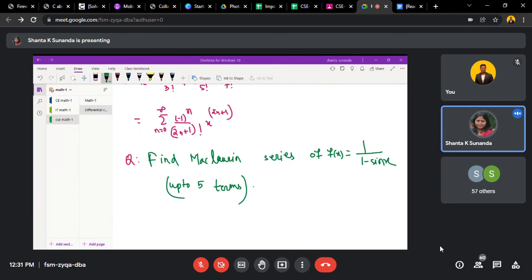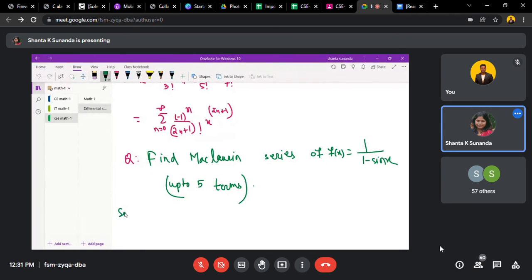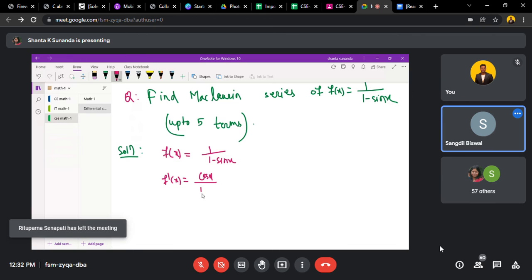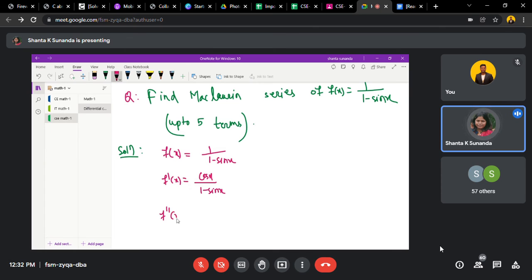Okay, you explain to me how you're doing it. First of all, differentiate f of x. First, f of x is 1 upon 1 minus sin x. So here, then we will find f dash x. How much is this? Cos x by 1 minus sin x. Okay. Then the second order derivative.